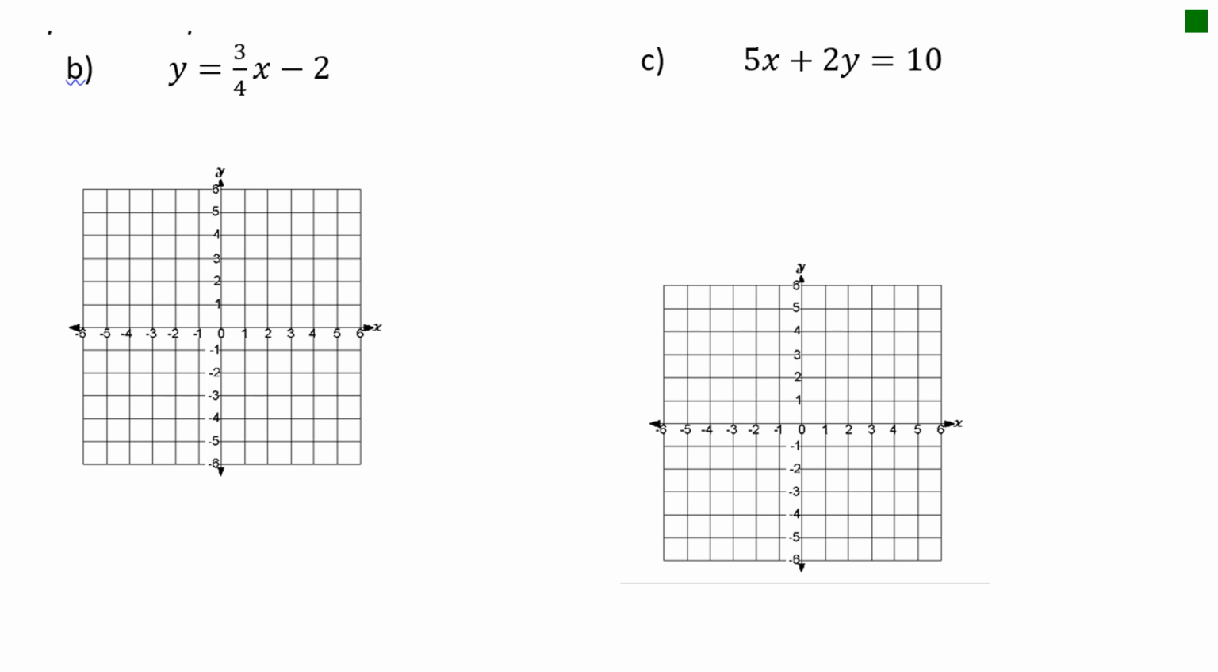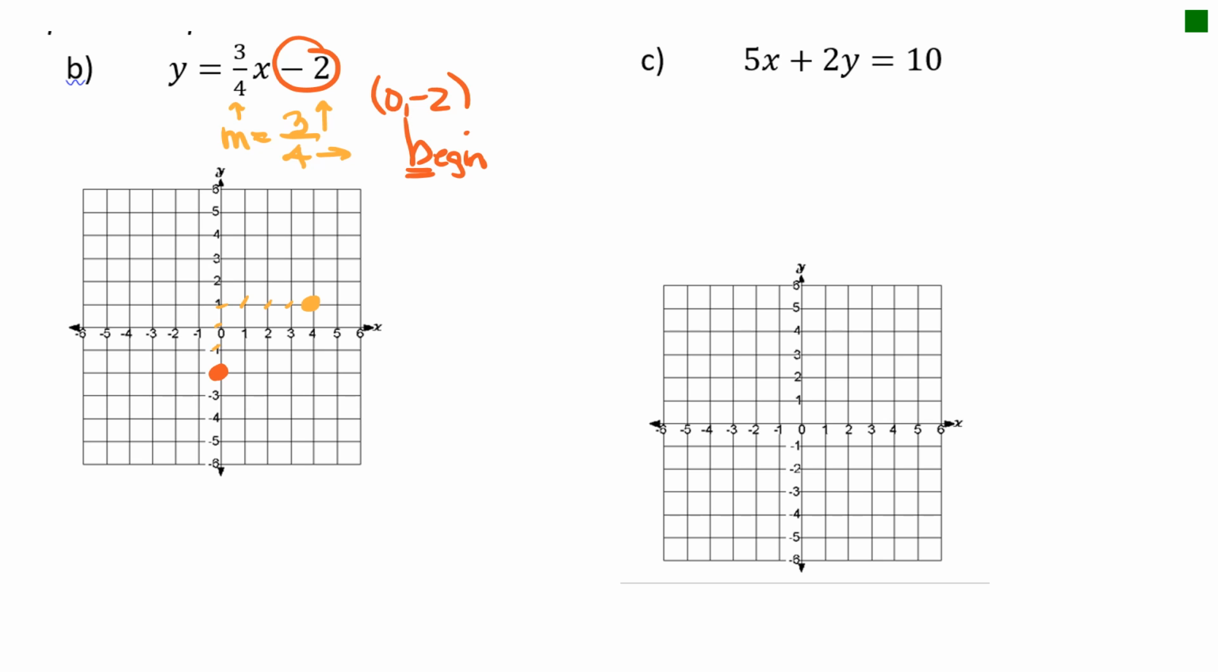So on this one, we've got to first identify, there's our slope. Our slope is 3 over 4. 3 is positive, so we're going to go up 3. 4 is positive, we're going to go right 4. Our y-intercept is 0, negative 2. This is where we begin. So 0, negative 2 is on the y-axis right there. Slope of 3 over 4 means go up 1, 2, 3, go right 1, 2, 3, 4.